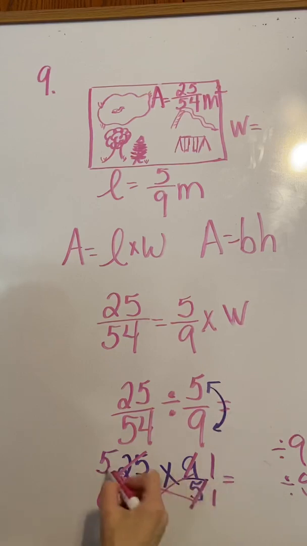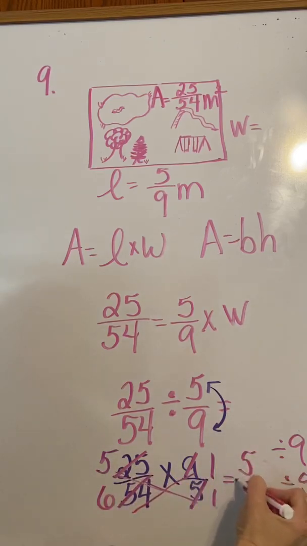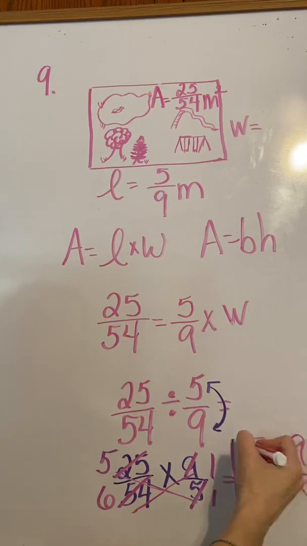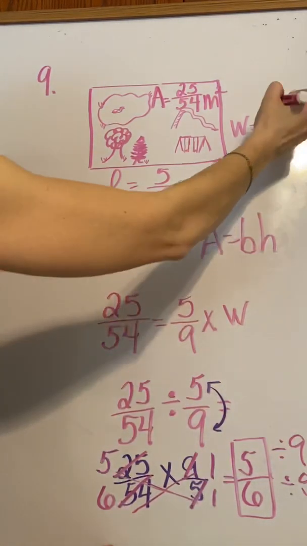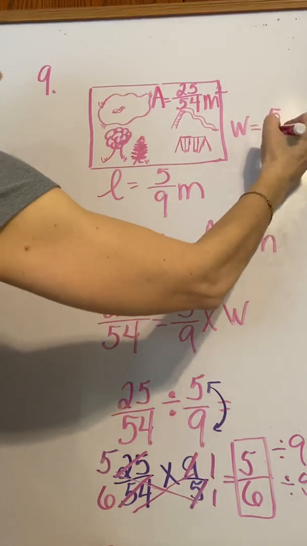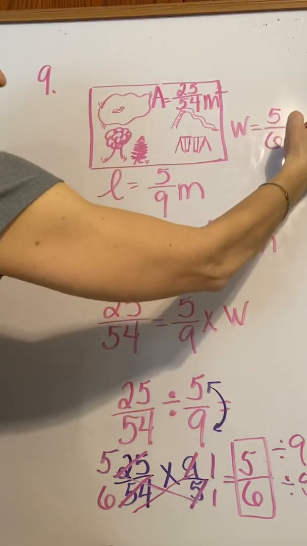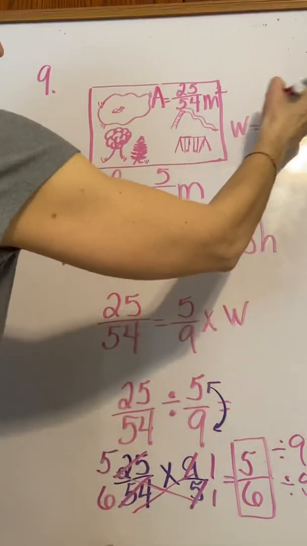Multiply straight across. 5 times 1 is 5. 6 times 1 is 6. So 5/6. That is our missing width. 5/6 miles.